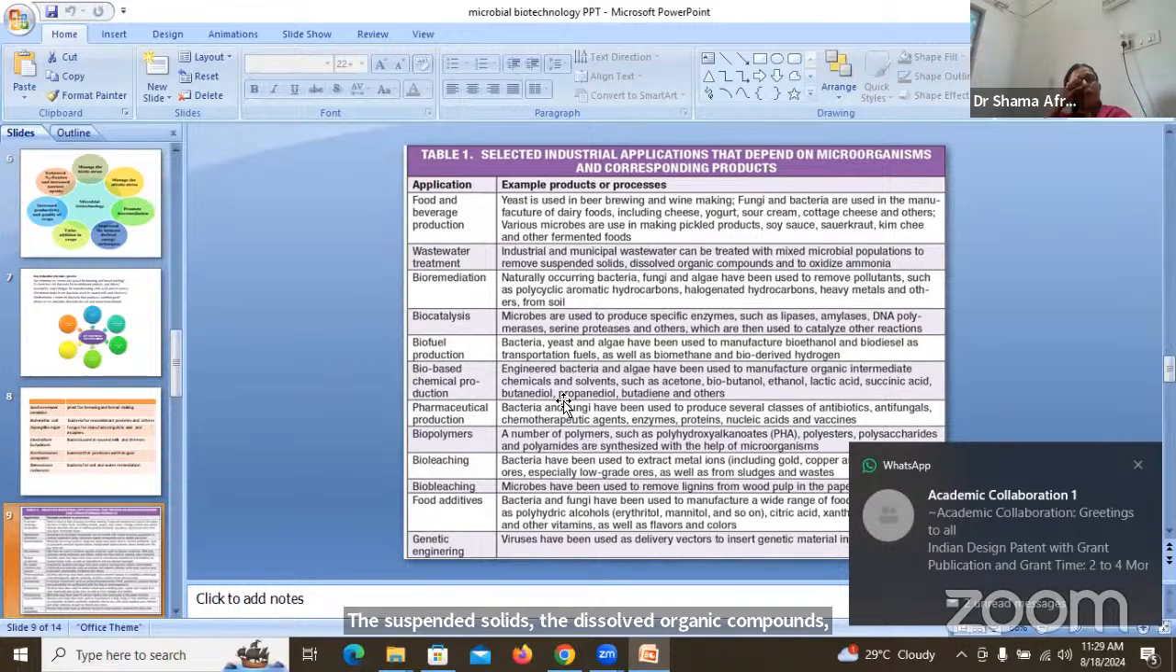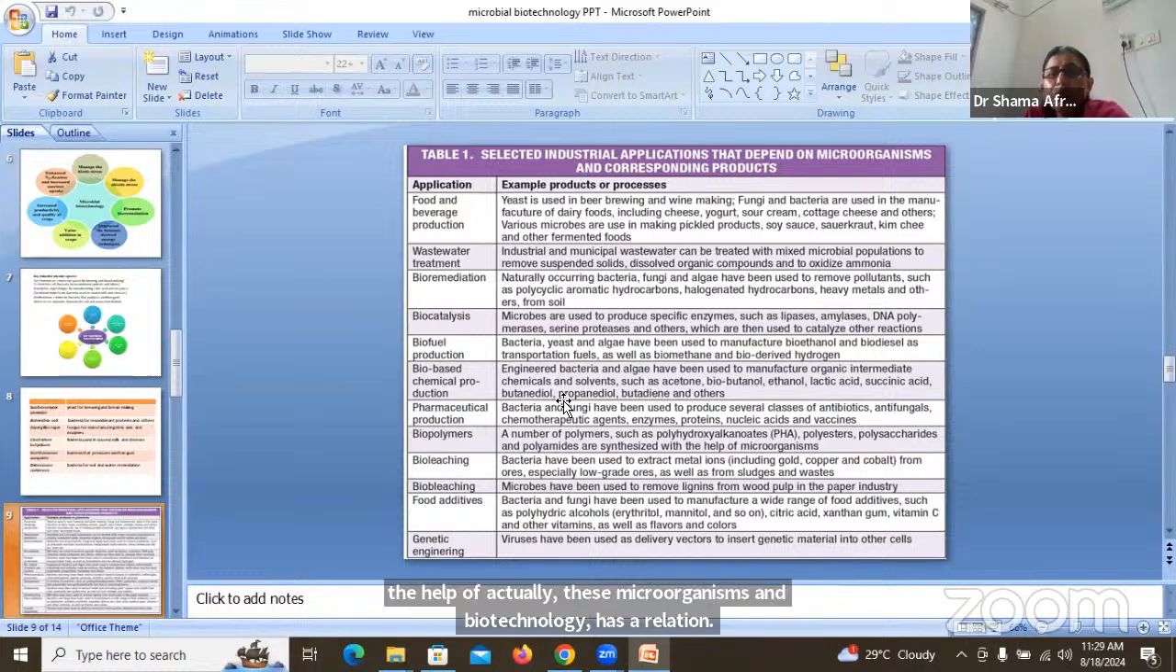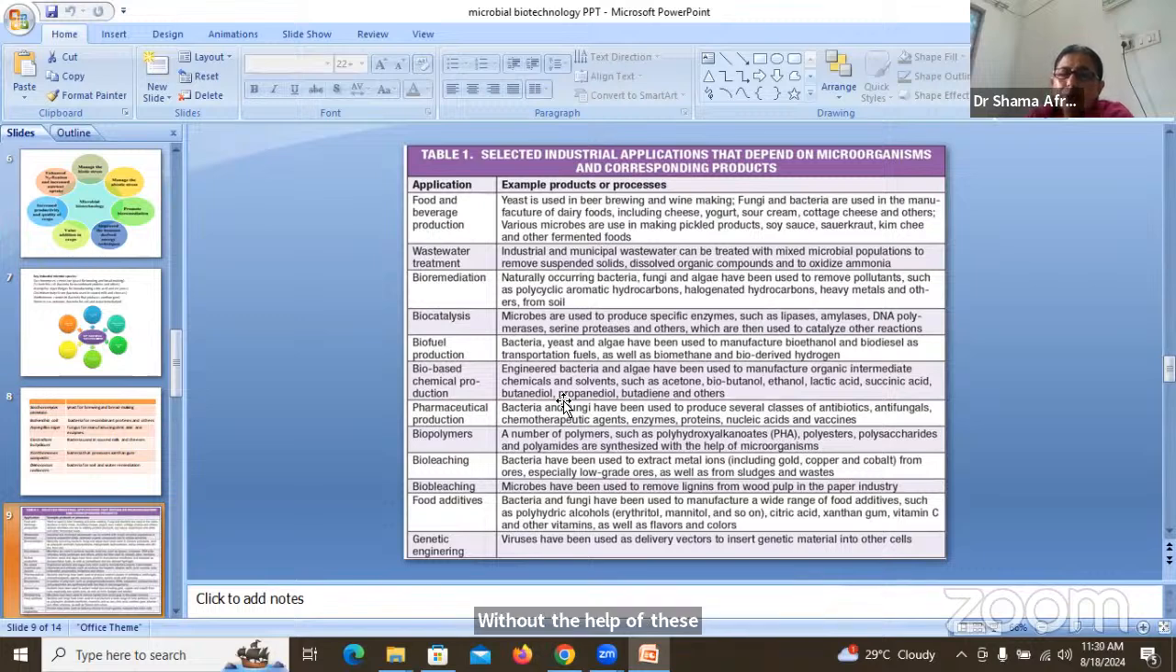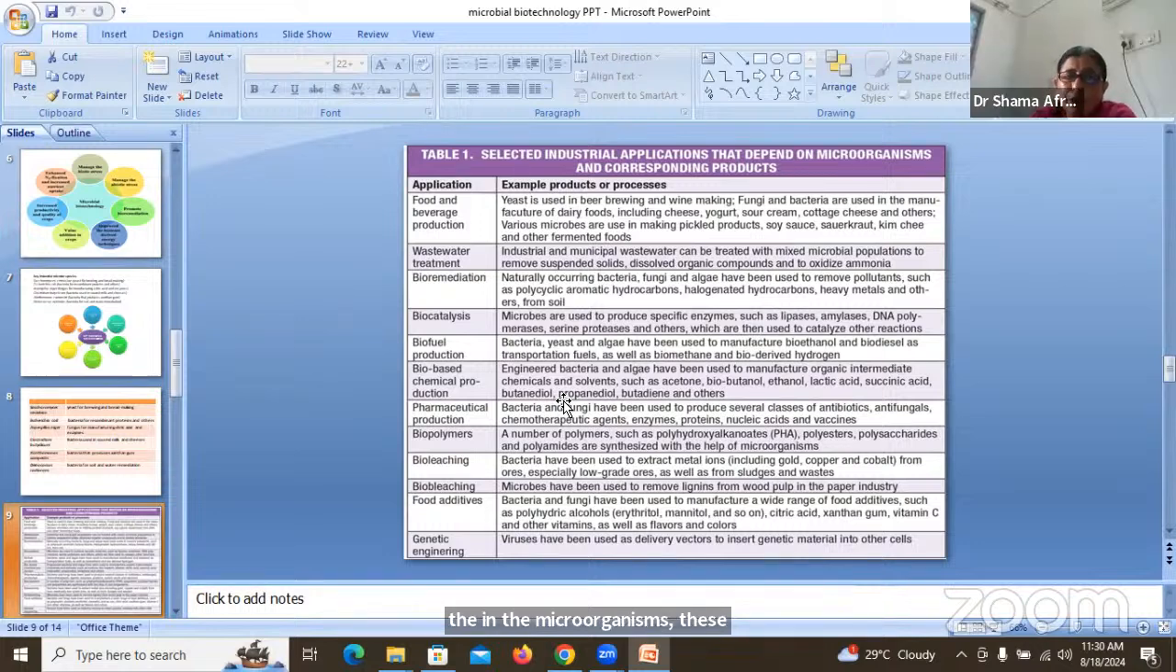Actually, biotechnology has a relation with these microorganisms: without the help of these microorganisms, we cannot start the process of biotechnology. And when these techniques are being applied in the microorganisms, these microorganisms give their 100% for the production.